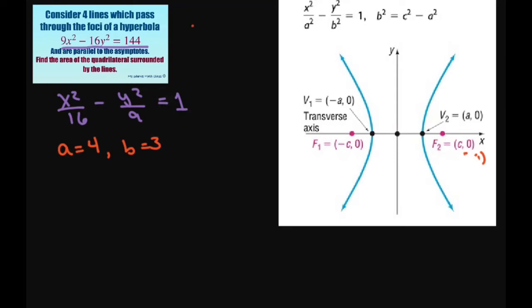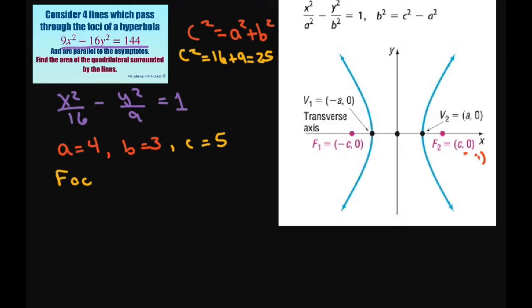And you have c squared equals a squared plus b squared. So this is going to be c squared equals 16 plus 9, which is 25. So basically your c is going to be the square root of 25, which is 5, or you could put plus or minus. That just means our foci here are going to be (5, 0) and (-5, 0). I'm going to put it on here. This is just a little sketch to help us see what we're doing. So this would be (-5, 0), and this would be (5, 0) right here.